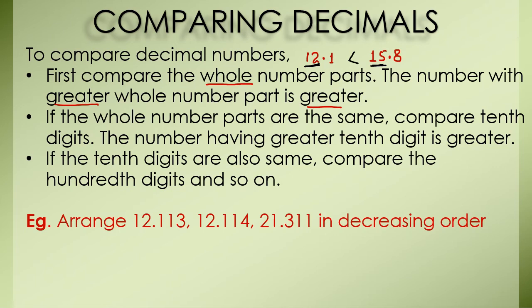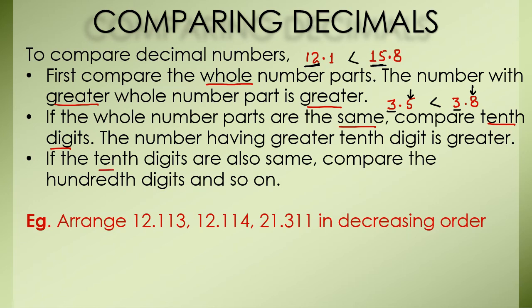If the whole number parts are the same, compare the tenth digit. Now if in any numbers we have the whole number parts the same, for example 3.5 and 3.8, you can see the whole number part of both the numbers is equal, that is 3. Then we have to compare the tenth digit. So the tenth digit in the first number is 5 and in the next number is 8. So 8 is greater than 5, which means 3.8 is greater than 3.5.